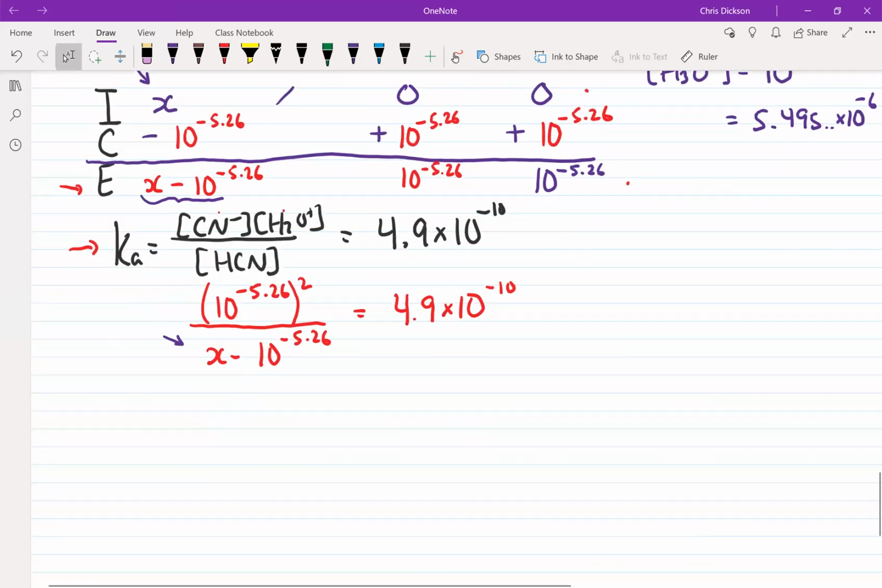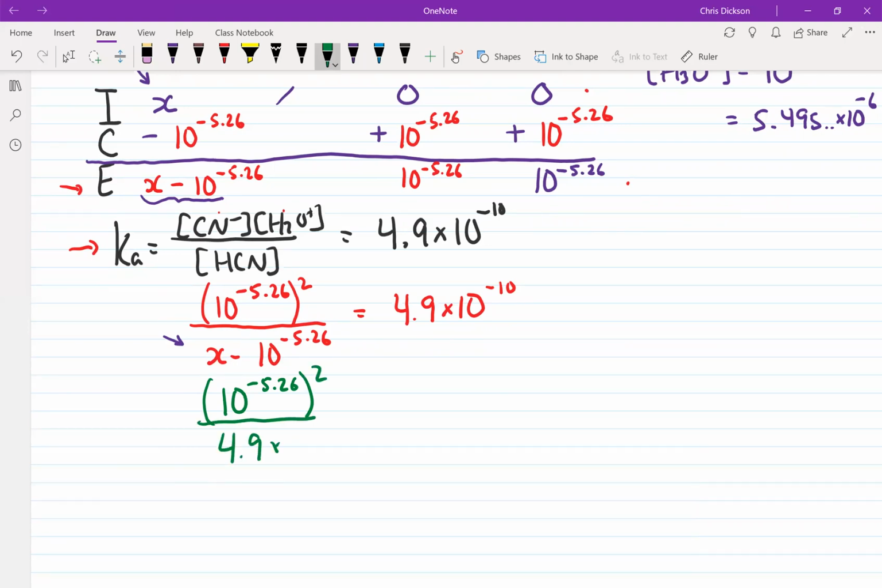So I'm going to say x. Actually, let's do it this way. Let's show a couple steps here. So we're going to say 10 to the negative 5.26 squared, and I'm going to divide that by the Ka, 4.9 times 10 to the minus 10. And that's going to equal x minus 10 to the negative 5.26.